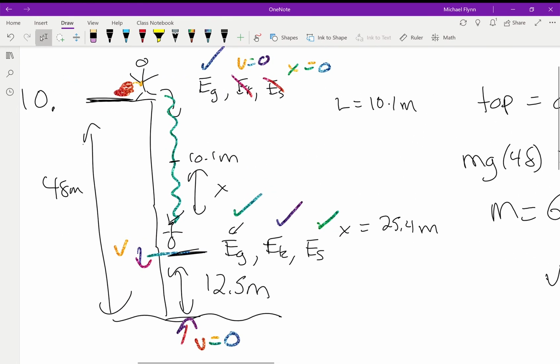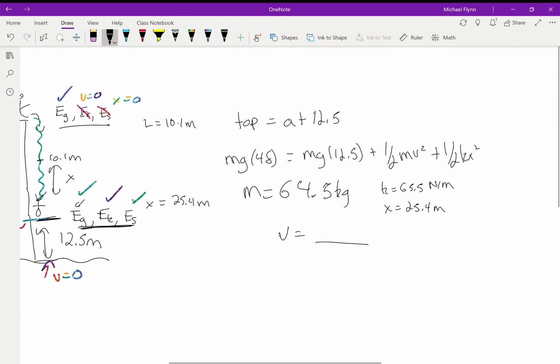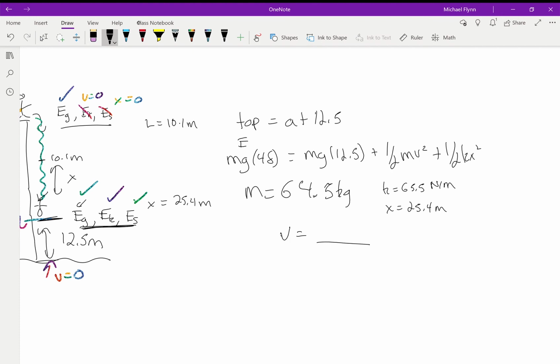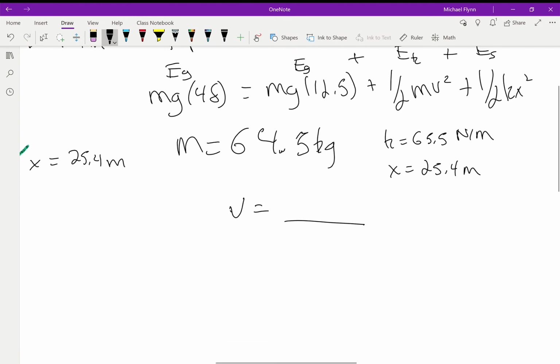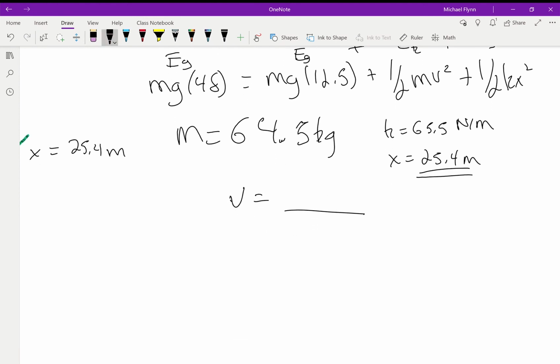So you're always looking at the total energy being conserved. And so you just got to organize yourself. So this is at the top. This is at the 12.5 meter mark. And the total energy would have to stay conserved the entire time, right? And so the energy at the top is just gravitational potential. So this is Eg at the top. This is Eg at 12.5 plus Ek at 12.5 plus the spring energy at 12.5. Now, I'm thinking that x is 25.4.